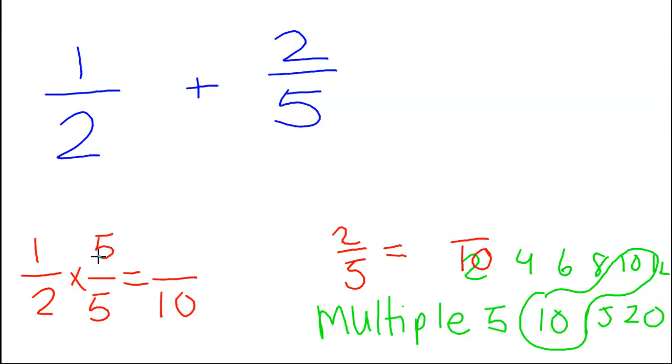Whatever I do to the bottom, I have to do to the top, just like last year, because again, we're working with that identity property of multiplication. As long as I am multiplying by a version of 1, 5/5 is the same as 1, so as a version of 1, my value does not change.